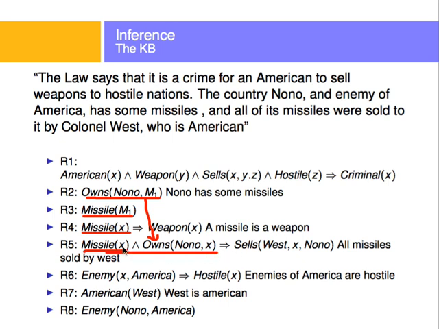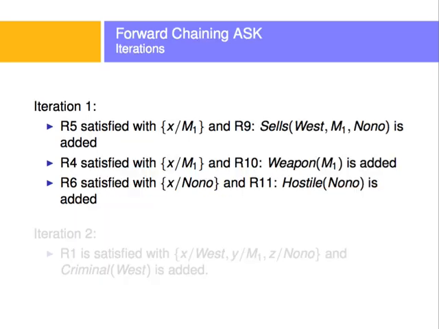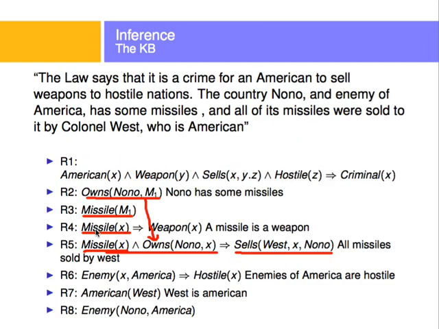Therefore, I will use the substitution here in this conclusion. That's the generalized modus ponens that we talked about. So rule 5 is satisfied with x = M1. So in rule 9, Sells(West, M1, Nono) is added. This is what happens. Also, rule 4 is satisfied with x = M1, and the Weapon(M1) is added. So then I add Weapon(M1) to the knowledge base.